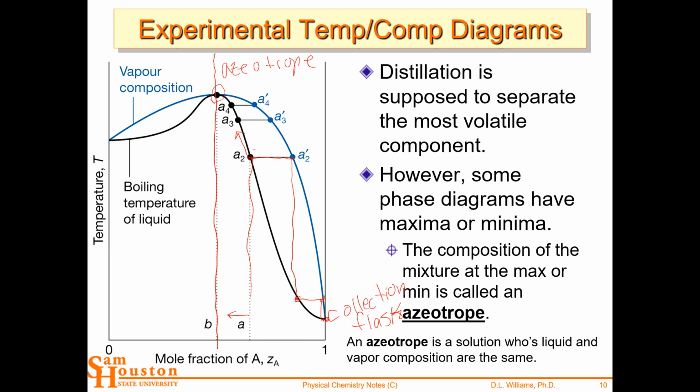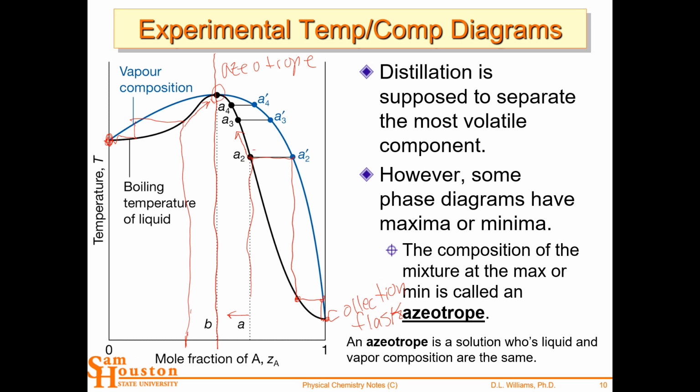Okay. What if I was on the left side of the azeotrope? If I'm over here, I have too much B. So I'm going to come up here and the excess B is going to come off. And my collection temperature will be here, and my collection flask will collect the low boiling B, and my pot will move uphill to the azeotrope.